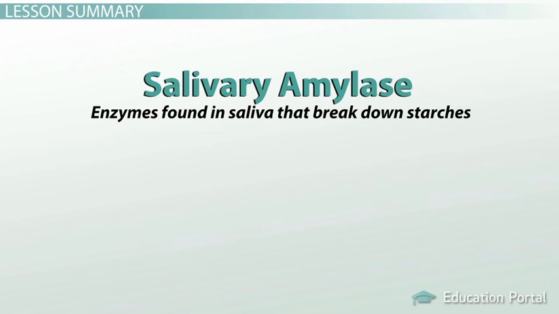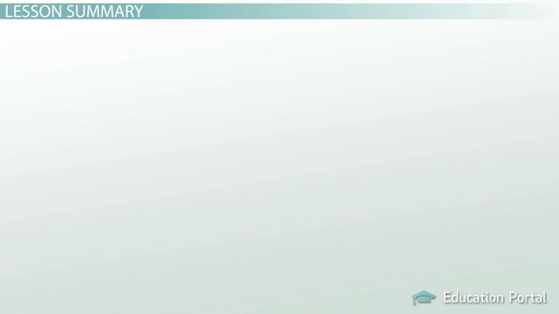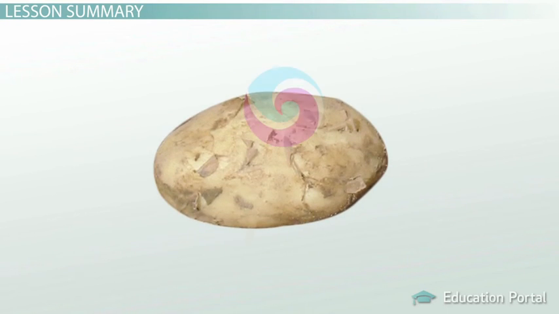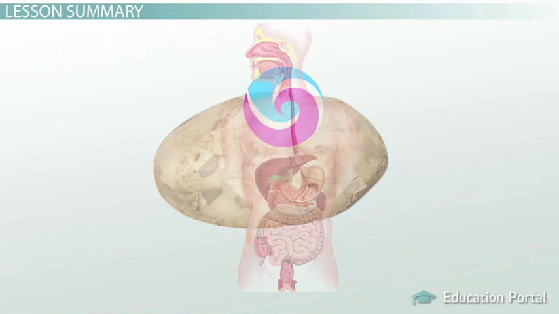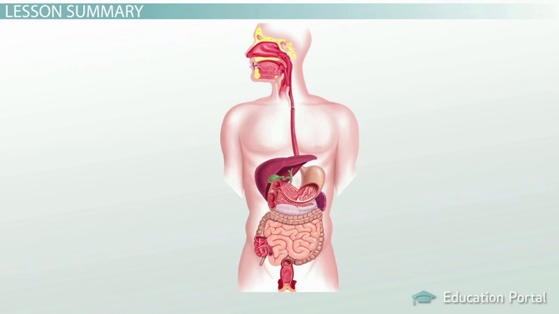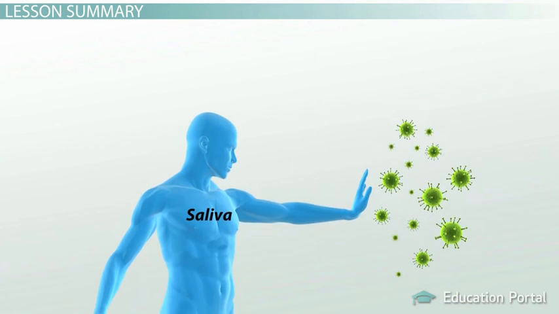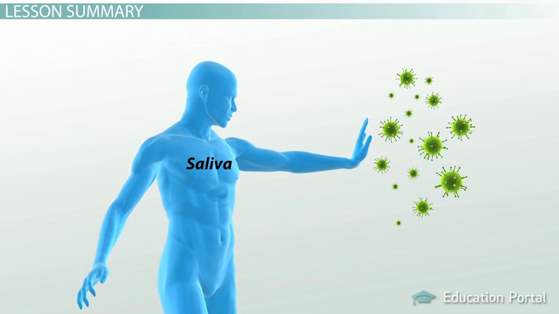The enzymes found in saliva that break down starches are known as salivary amylase. The enzyme's job is to take complex starches and break them down into simple sugars. When sugars are in their simple form, they can be absorbed into the bloodstream farther down the alimentary canal. Saliva is not only involved in digestion, it also inhibits bacterial growth within the mouth and protects against bacterial infections.